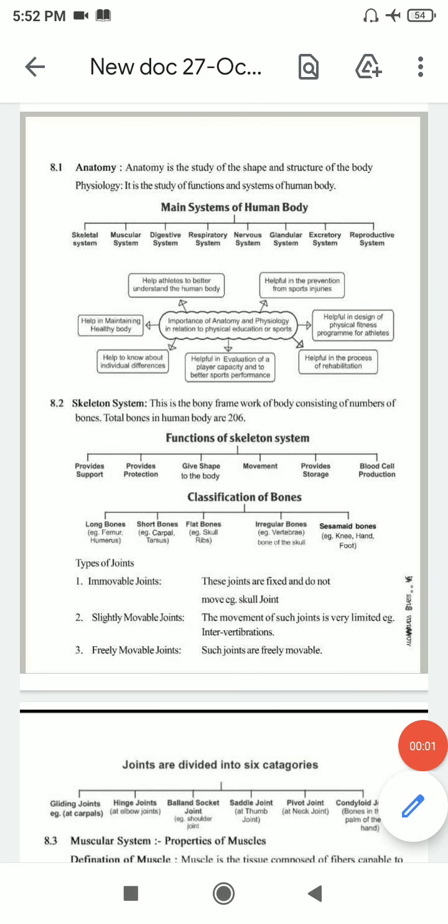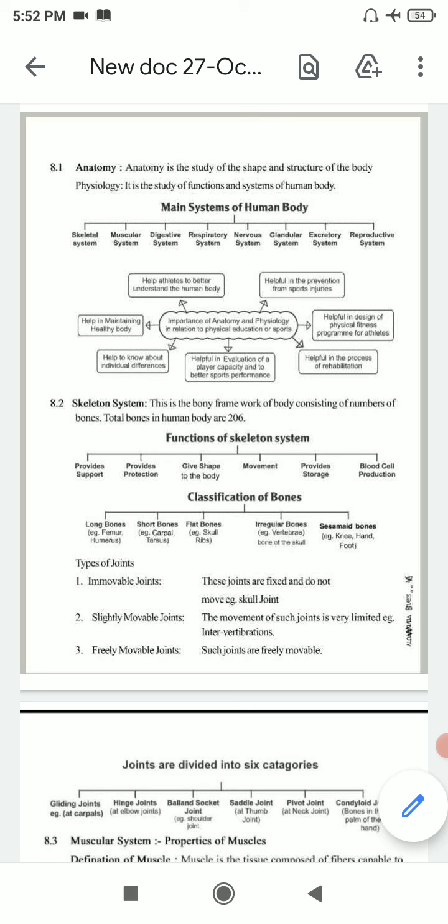Good morning, students. Today I will discuss anatomy and physiology in sports. So first I will discuss what is the meaning of anatomy. Anatomy is the study of the shape and structure of the body. Physiology is the study of the function and systems of the human body.